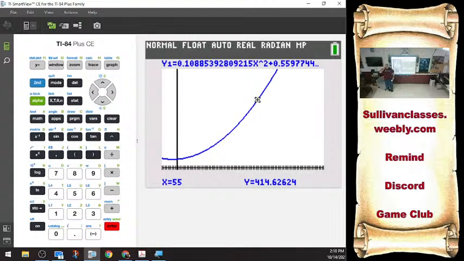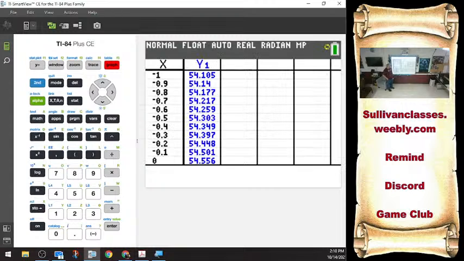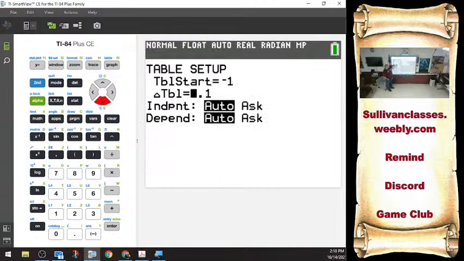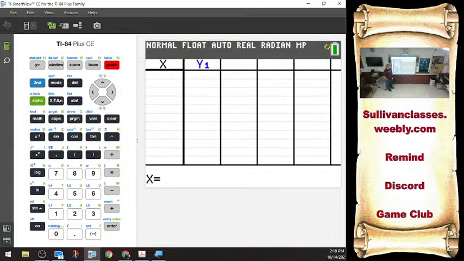Where else could I get this without monkeying with my graph? If I go second table, well, the last time I was monkeying around with this, I was down to the tenths. This is going to take a really long time to scroll down to 55. Right above window is my table settings. I can just say, hey, I want to ask my x's, and then you tell me the y's. That sounds like a country song. Okay, 55. There you go.